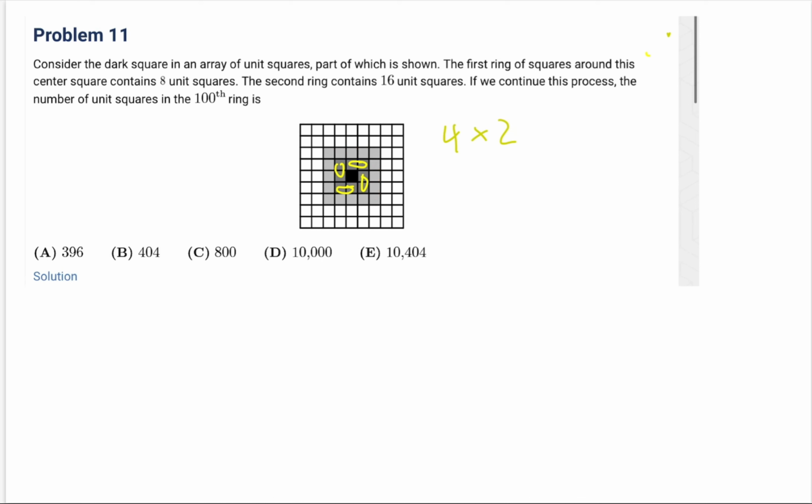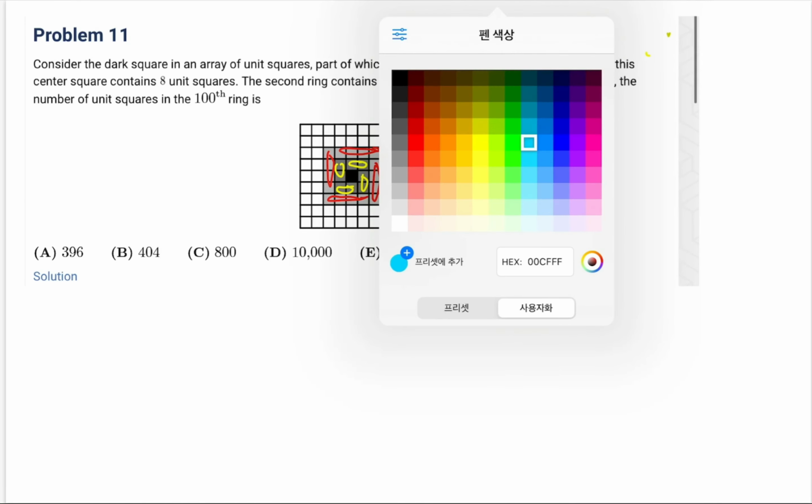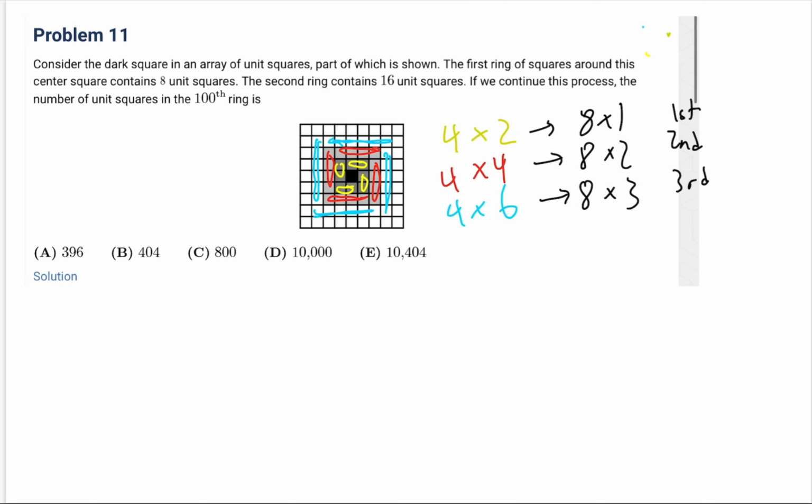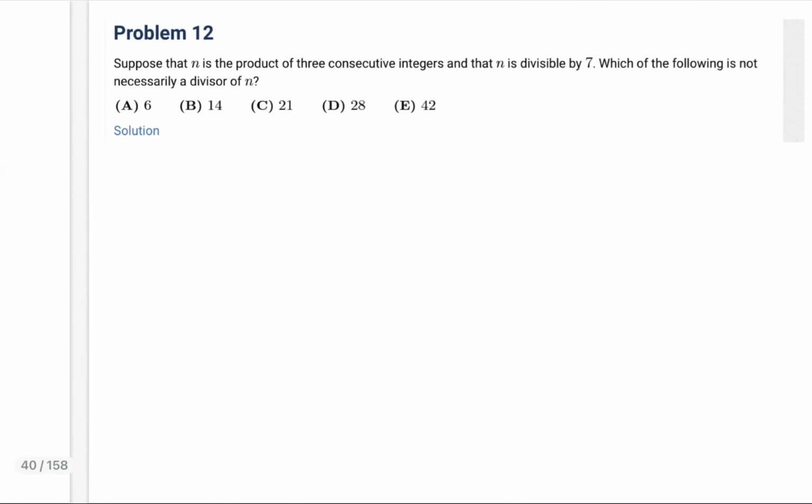No, it will be these, and these. So it's 4 times 4, and then the next ring would be these 6, these 6, these 6, and these 6. So it will be 4 times 6, and so this would be 8 times 1, 8 times 2, 8 times 3. So this is the first ring, second ring, third ring. So all the way to the 100th ring would be 8 times 100. So this is 800. So the answer is 800, which is C.